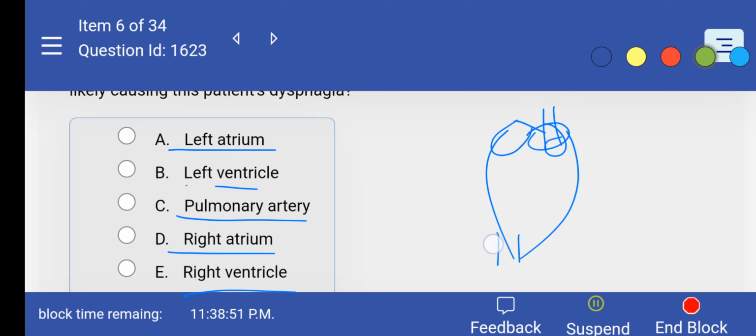But note this point also, that the most commonly affected chamber of the heart in chest wall injury is the right ventricle.